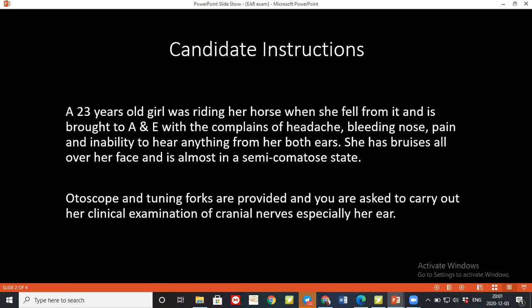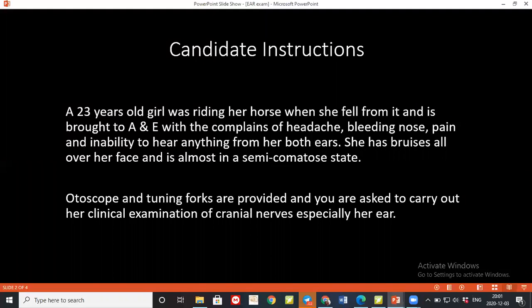So at first I'll inspect both ears, and check if there is any evidence of injury mark, any signs of basal skull fracture like raccoon eyes, Battle's sign, any evidence of rhinorrhea, any evidence of otorrhea, and also if there is any injury mark or abrasion over the ear or not.